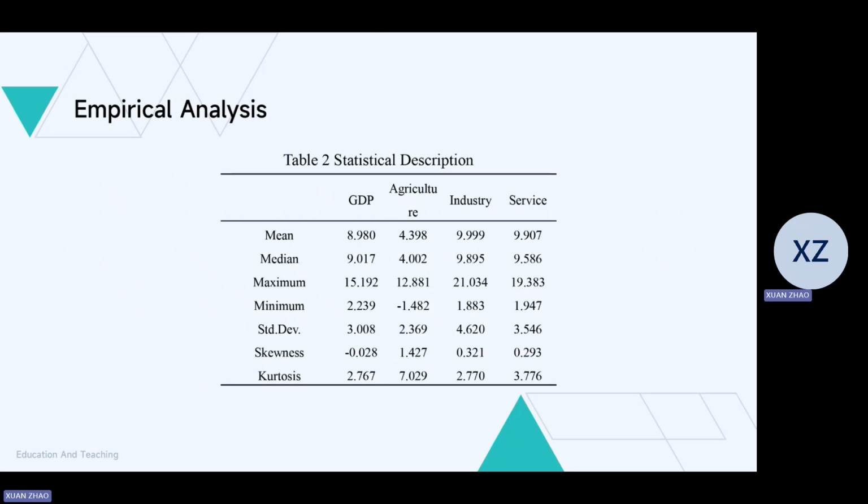And the following is the empirical analysis. Table 2 shows the results of the descriptive statistics of the variables, revealing the basic characteristics of the variables. Industry has the highest mean, while agriculture has the lowest mean. The standard deviations of variables are relatively small, indicating that the distribution of the variables is relatively concentrated. Among them, industry has the highest standard deviation, while agriculture has the lowest standard deviation. Except for GDP, all variables have positive skewness, and the kurtosis of the variables is positive.